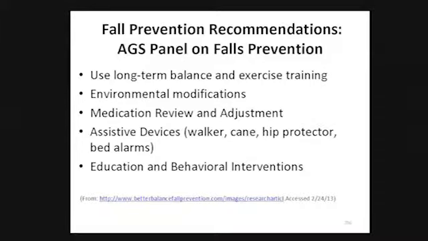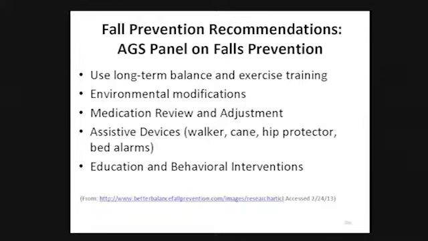Okay, what does the American Geriatric Society say about this? They have a panel on falls prevention. You want long-term balance and exercise training. This is a lifelong maneuver. This is not something you do while you're in therapy or just twice a week for 6 weeks. This is part of your everyday living. Keep yourself in shape. The environment has to be modified, as we discussed. Meds have to be reviewed and modified as needed.